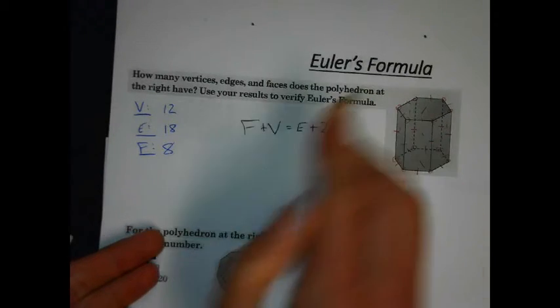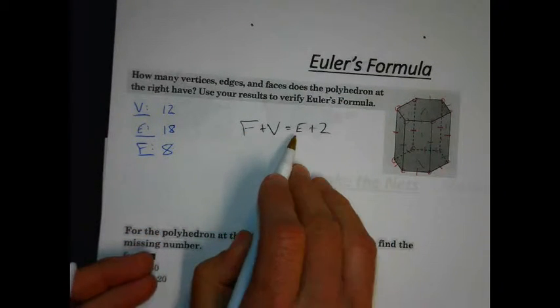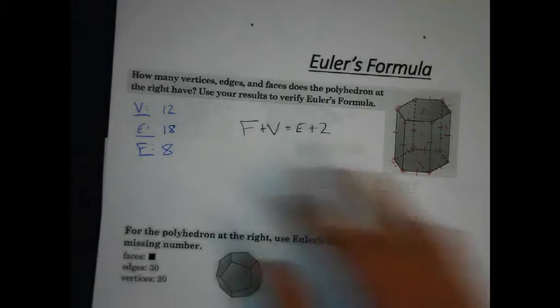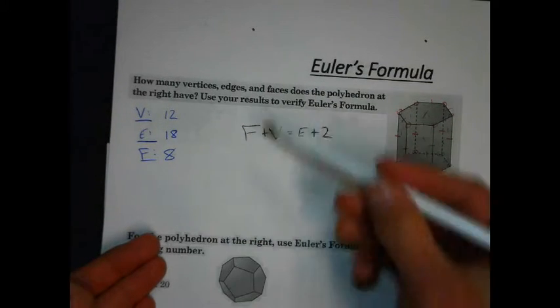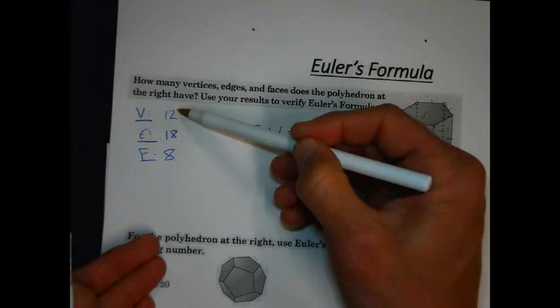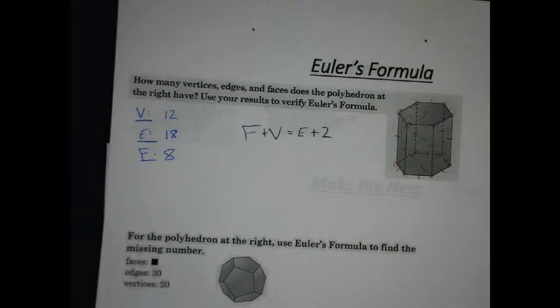So Euler's formula says the number of faces plus the number of vertices is equal to the number of edges plus 2. So faces and vertices is 20. Edges plus 2: 18 plus 2, 20, 20. Win. Okay, win. So we're all set there.